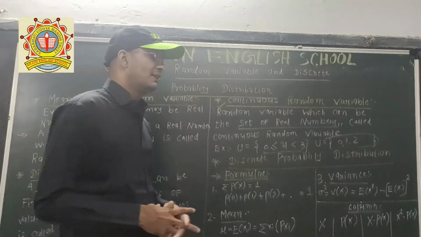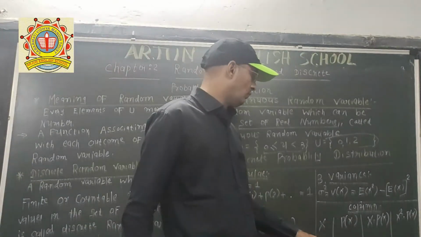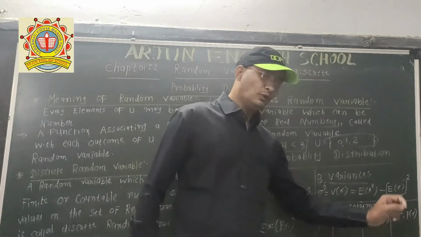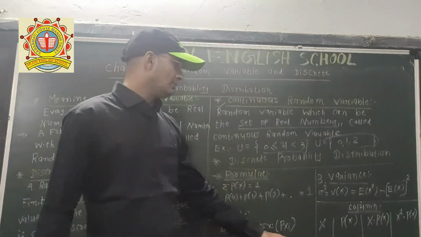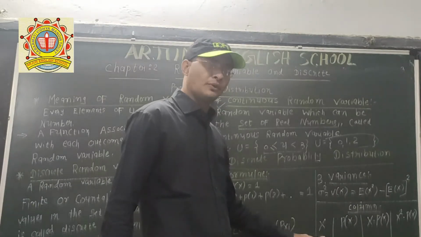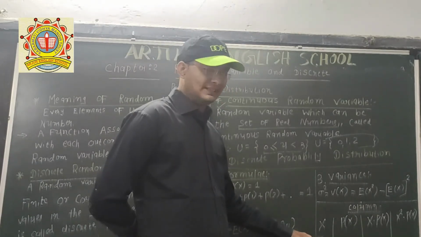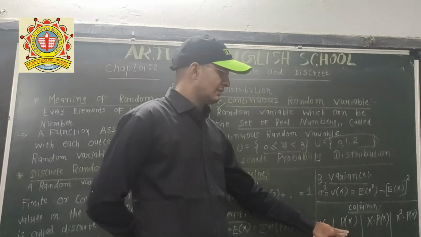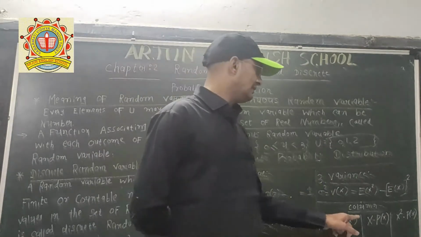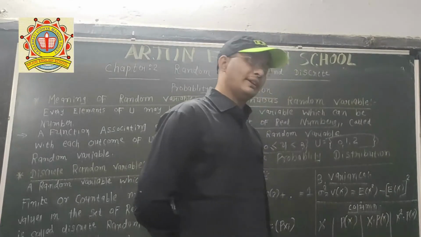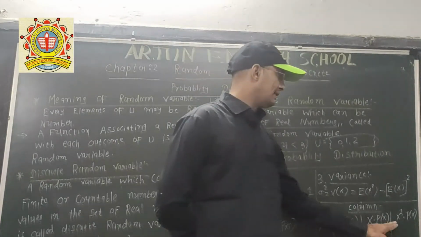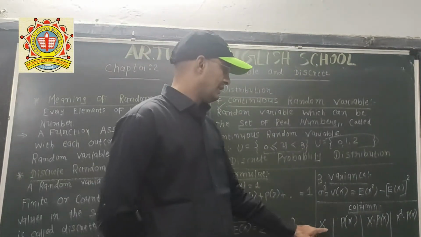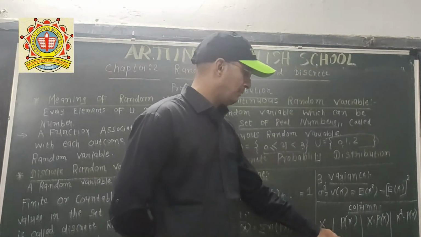Now, columns: how many columns do we have to prepare for a discrete probability distribution? There are basically 4 columns: 1, 2, 3 and 4. The first column we call x, the second column is P of x, the third column is x into P of x, and the fourth column is x square into P of x. Once again, x, P of x.